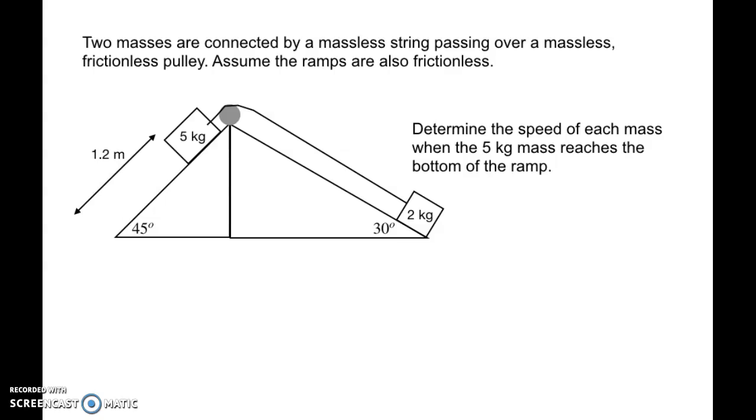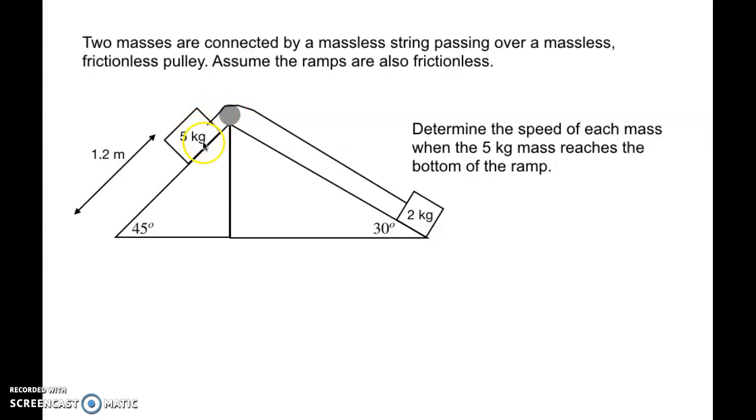Here we have a conservation of energy example involving multiple objects moving together. So we have two boxes, a 5 kilogram and 2 kilogram box, connected by a rope. As usual, we'll say the rope is massless and that it's passing here over a massless, frictionless pulley. And we will also assume the ramps themselves are frictionless.